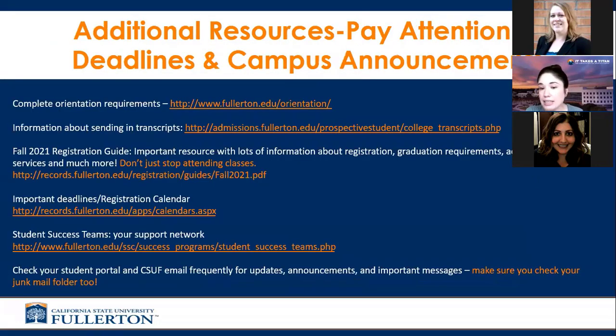And then this slide just has a lot of helpful resources for you to refer back to, the first one being the orientation website. Definitely take a look at that to make sure you've completed all the steps. If you haven't submitted transcripts yet, you actually have until July 15th to do that. But if you don't know how to do that, the link here shows you information about how to do that. The registration guide is really nice because it has all the important dates on there that you'll want to be aware of. And again, we just want to remind you to pay attention to these dates and don't just stop attending classes.